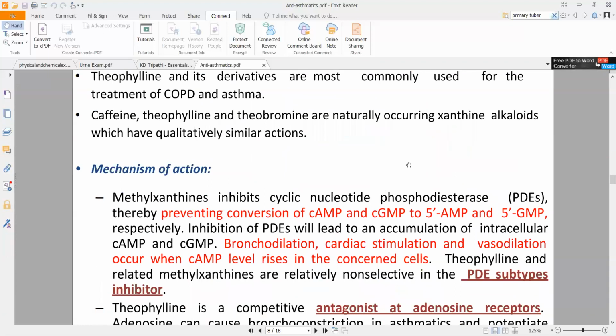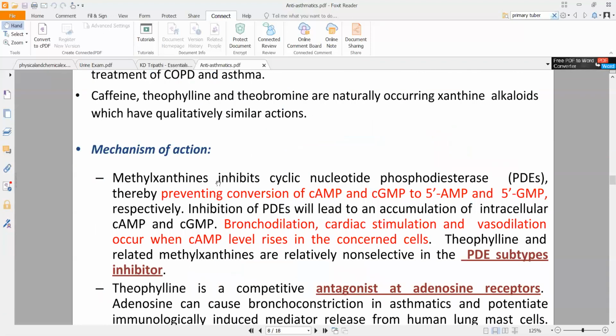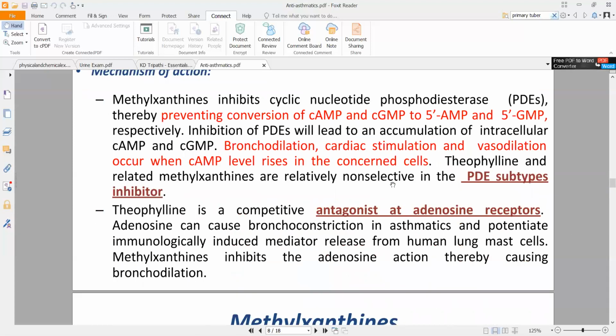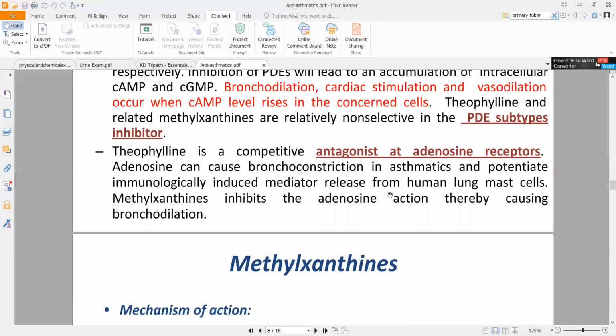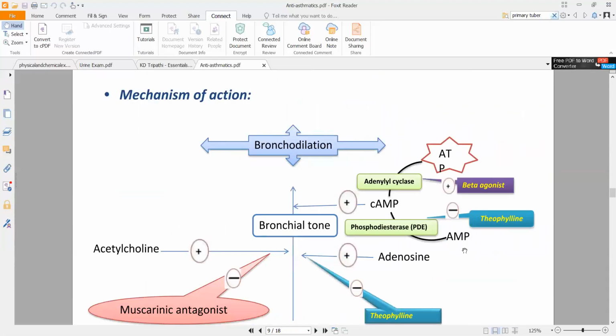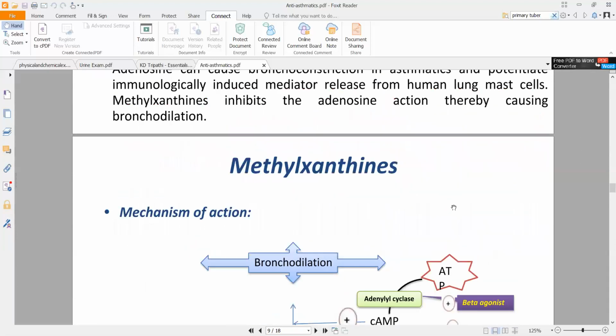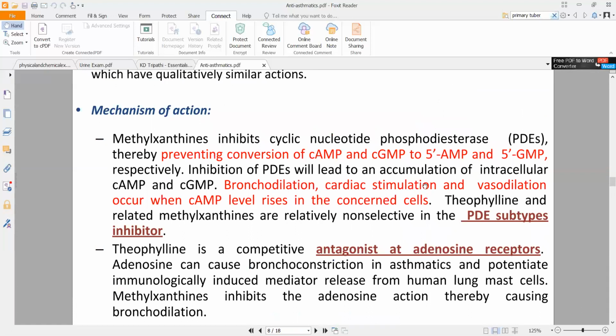If you see this part as well, mechanism of action: methylxanthines inhibit cyclic nucleotide phosphodiesterase. So just remember, phosphodiesterase is preventing the conversion of cAMP and cGMP. So you can have cyclic adenosine monophosphate or cyclic guanosine monophosphate. Sometimes you have GMP as well. They will get converted into 5' AMP. It is not written here, but it is the same 5' AMP. So it will stop the conversion of cAMP into 5'-AMP and cGMP into 5'-GMP, by inhibiting PDEs.